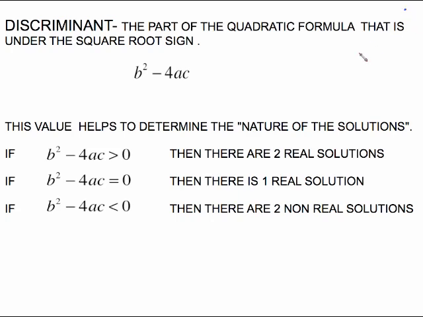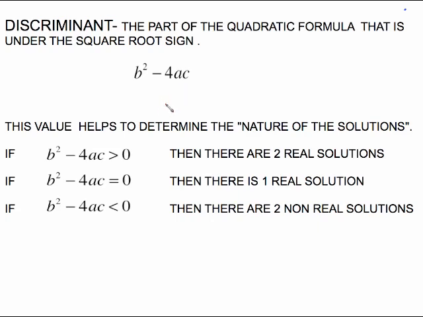This video is about the discriminant. What the discriminant is, it's the part of the quadratic formula that is under the square root sign. It's b squared minus 4ac, not the square root of b squared minus 4ac, just the b squared minus 4ac. If you haven't watched the quadratic formula video, you might want to do that before you watch this one.